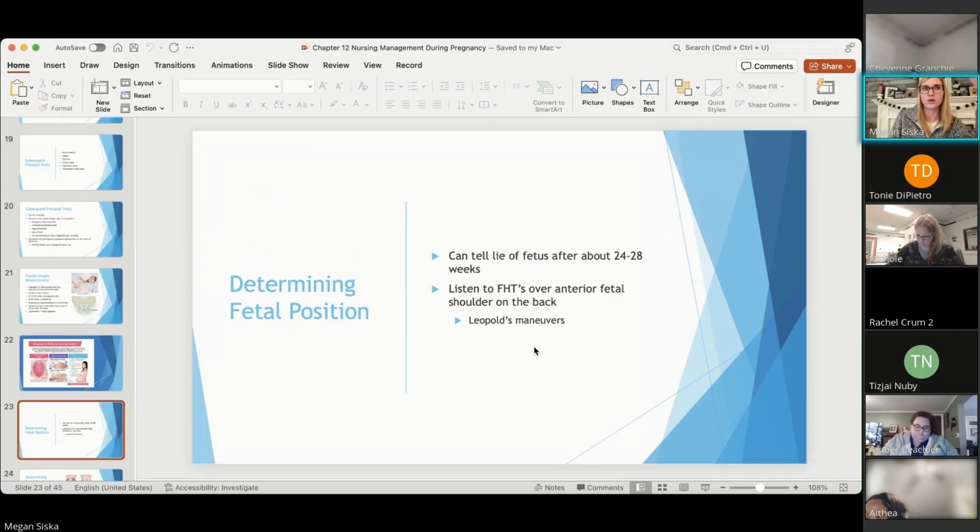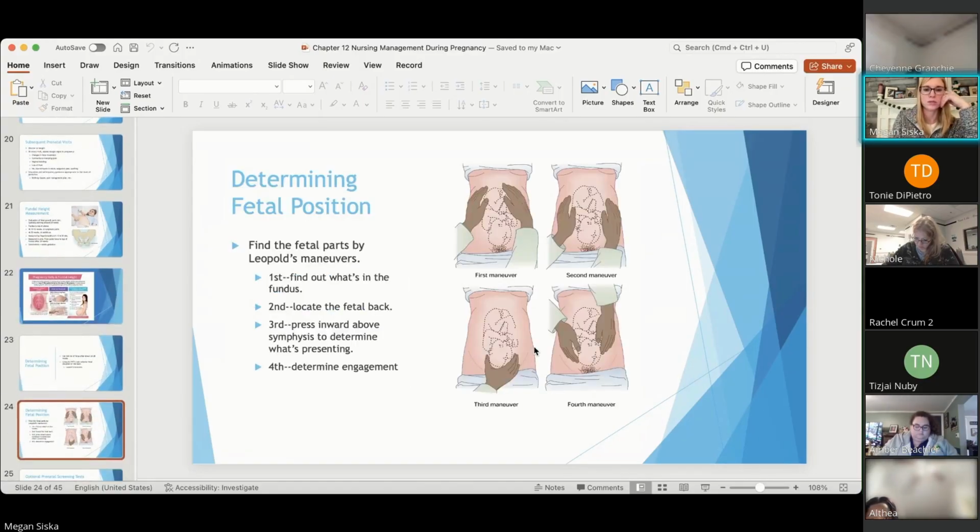So we use a Doppler when we're listening to the fetal heart rate, and it's ultrasound waves. Just like with any other ultrasound waves, it can be broken up by movement. So if the baby's moving their arms or their legs, it cuts through those sound waves. So if we're able to locate the back of the baby, specifically the back shoulder area, then we know there's not going to be anything breaking up those sound waves, so we can hear the heartbeat really clear. Do you have to do Leopold's maneuver? Absolutely not. You can just look around and listen, but it's just a tool that you can use to help. So here's what Leopold's is.